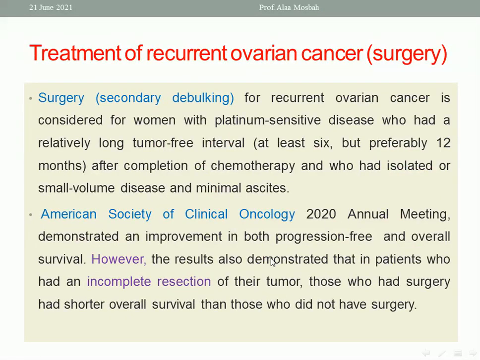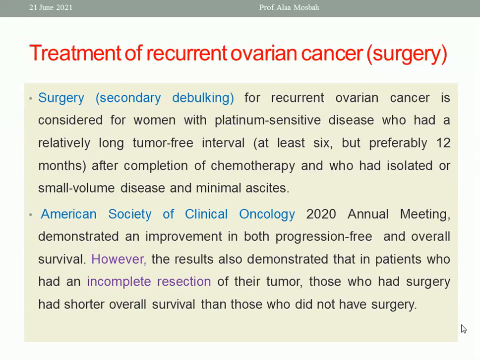What is the treatment if recurrence happens? If recurrence of ovarian cancer happens, the treatment could be surgery by secondary debulking for recurrent ovarian cancer with platinum-sensitive disease who had relatively long tumor-free interval, at least should have a free interval of 6 or 12 months after completion of chemotherapy. And also she should have isolated lesion or small volume disease and minimal ascites to do surgery.